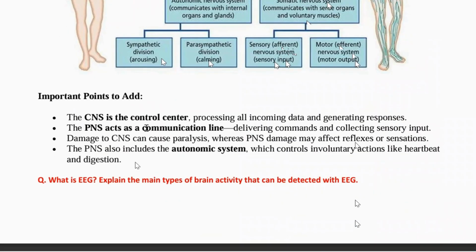Some of the important points you have to mention here: the CNS is a control center, processing all the incoming data and generating responses. The PNS acts as a communicating line, delivering commands and collecting sensory input. Damage to the CNS can cause paralysis, whereas PNS damage may affect reflexes or sensations. The PNS also includes the autonomic system, which controls involuntary actions like heartbeat and digestion.